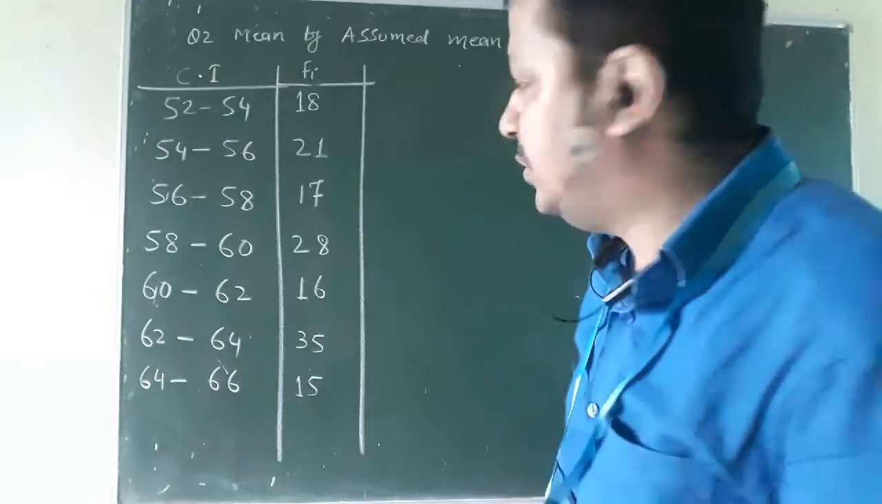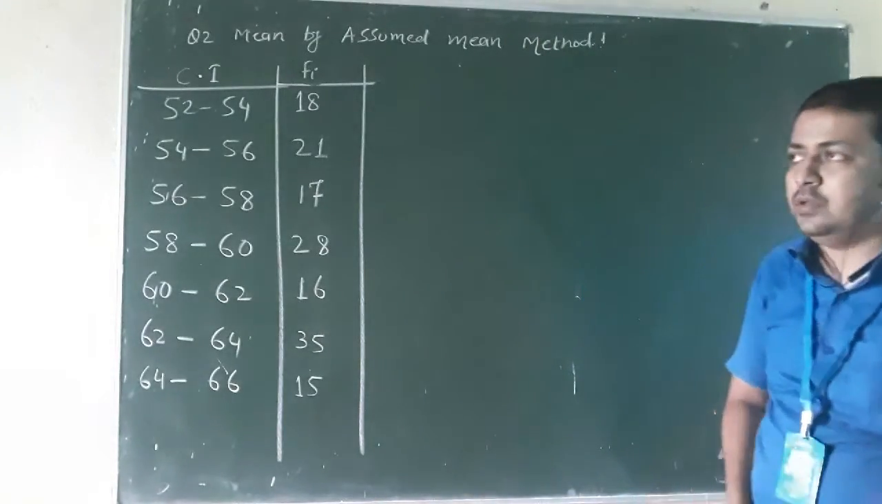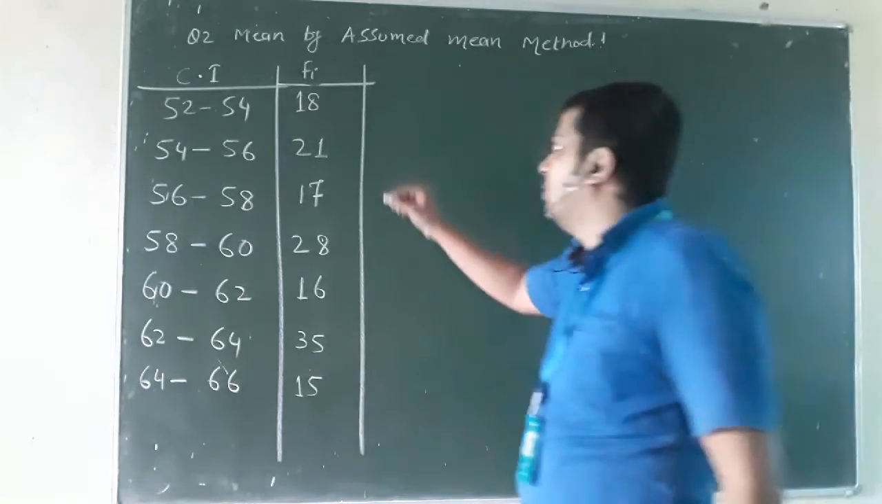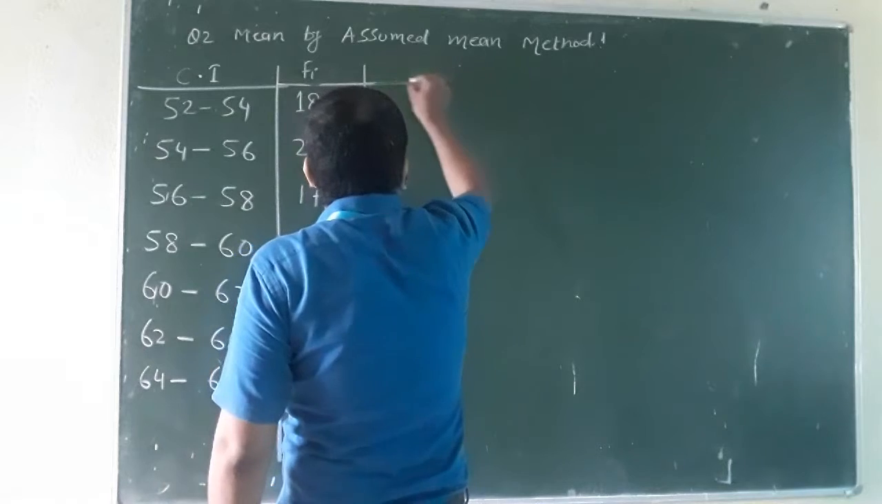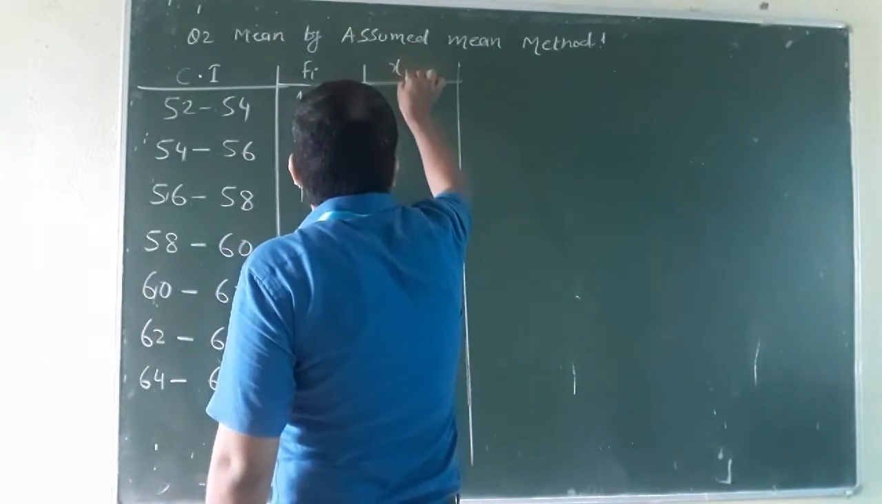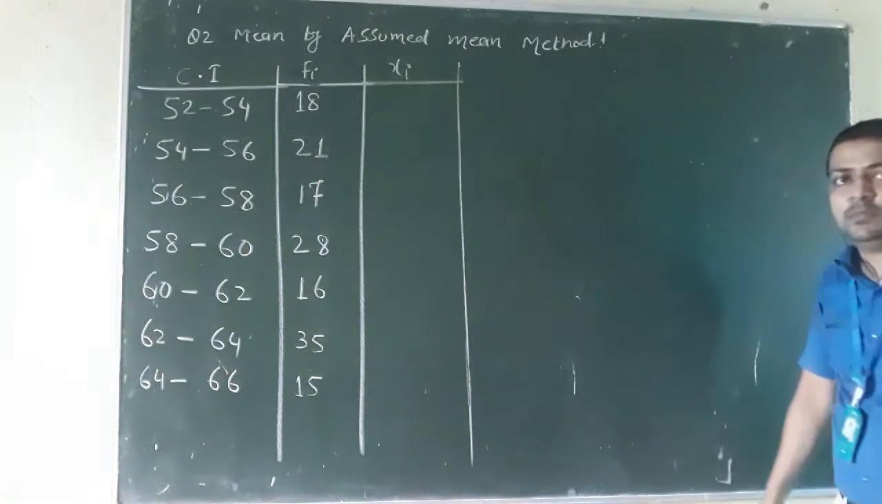Now see student, this is the question. Now this question I will solve by the assuming method. In this question I have to find the mean. So first of all, here also we have to find xi for finding the mean in each criteria, using the assuming method or step deviation method.